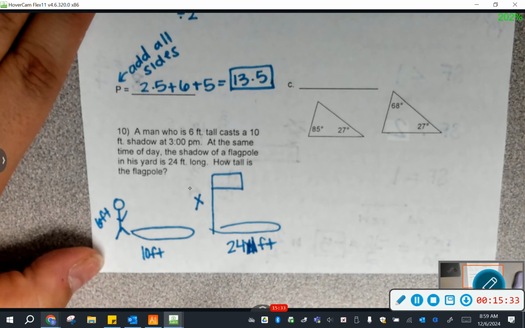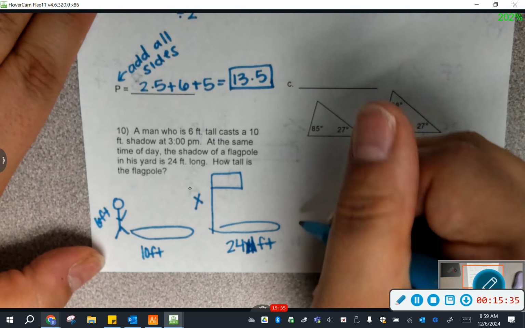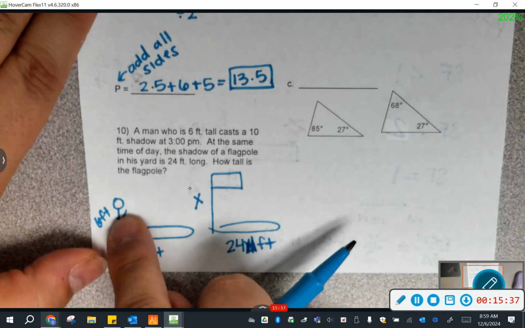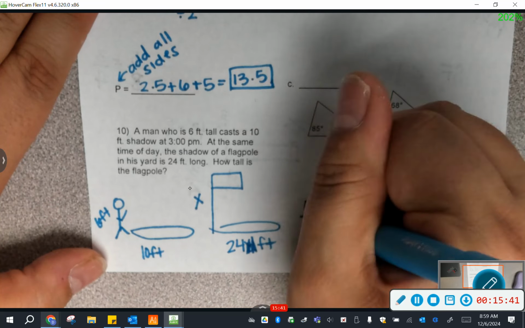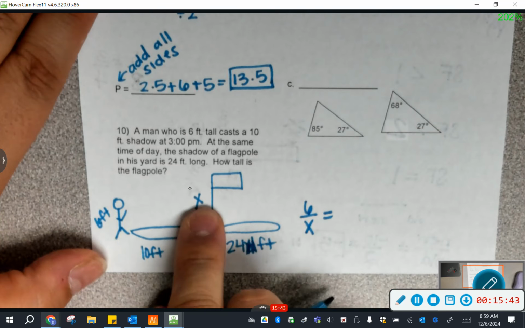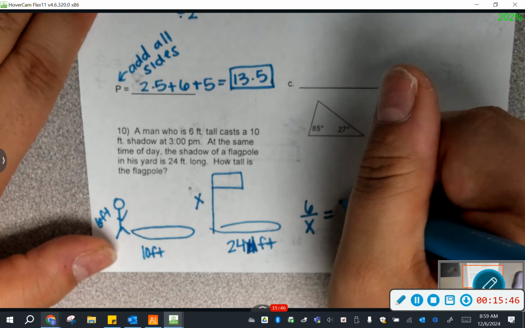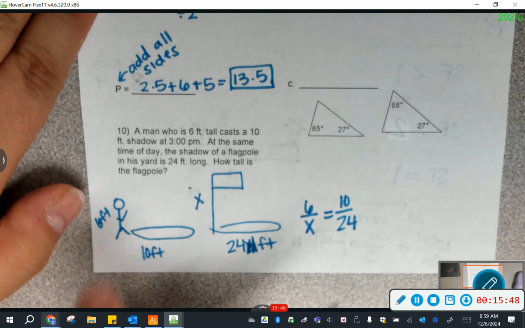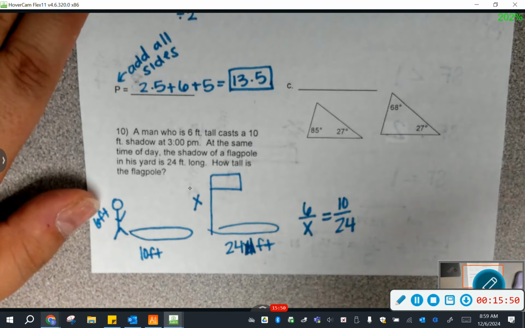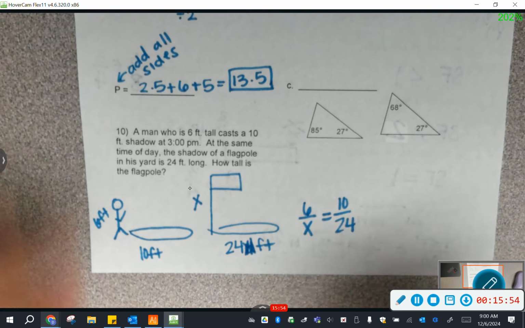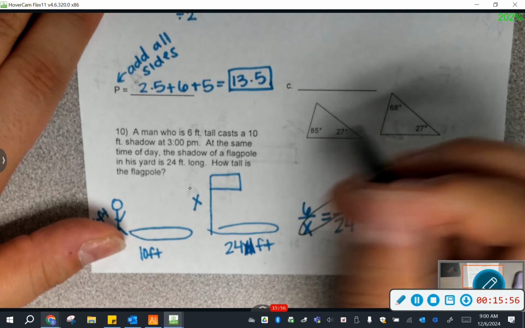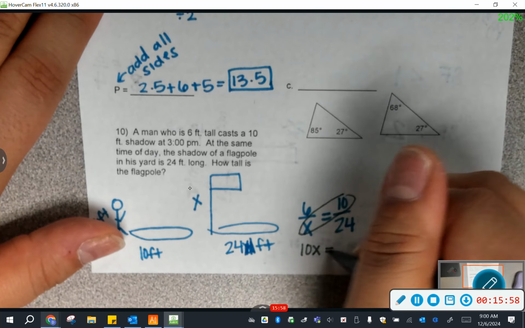How would I set up this proportion? So you could do 6 over x. You could do x over 6. Again, you could do this a bunch of different ways. I'll do 6 over x equals what? 10 over 24. You could have done 6 over 10 equals x over 24. What is the big thing that matters? 10 and x go together when you multiply.